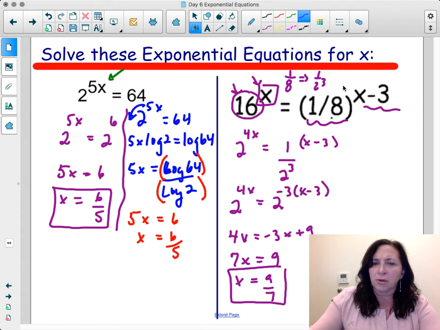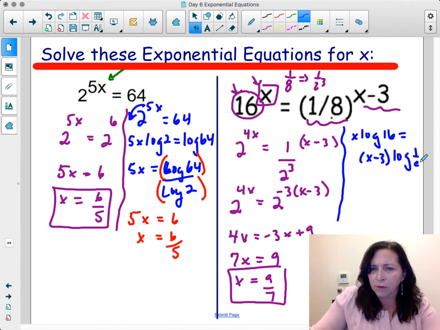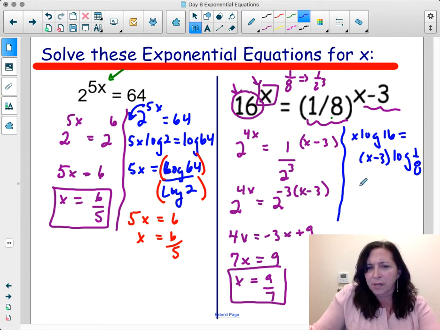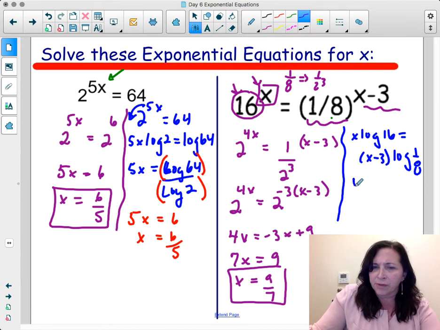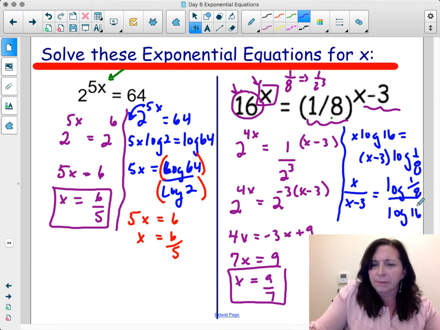Again, just so you know, if you chose to do this by logarithms, completely fine. You'd have x log 16, right? Bring this out front, is equal to parenthesis x minus 3 log 1/8. And then you would divide so that your logs would be on the same side and your variables would be on the same side. So you would have x over x minus 3 is equal to log 1 over 8 divided by log of 16. And then, of course, you would cross multiply and divide. Okay.